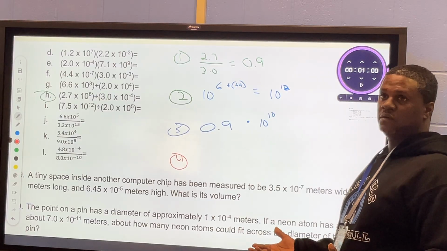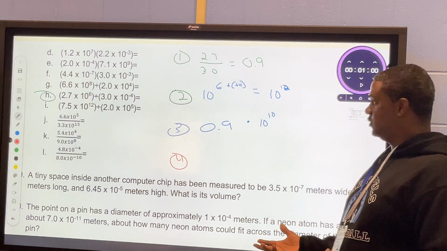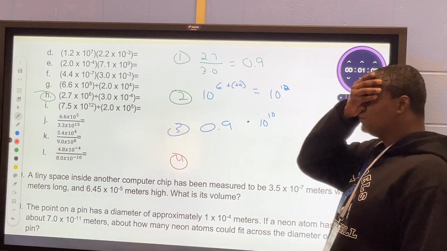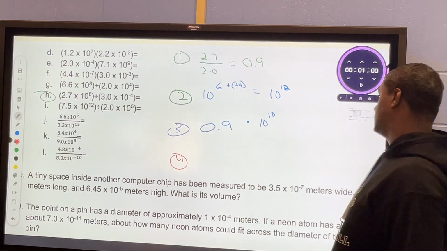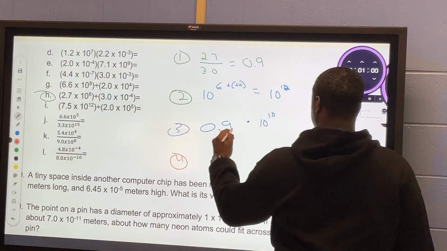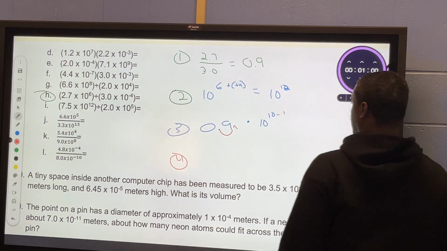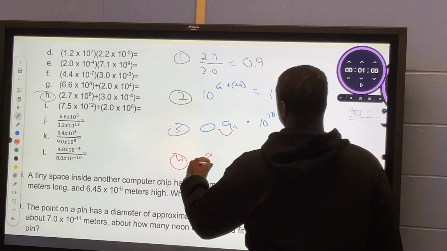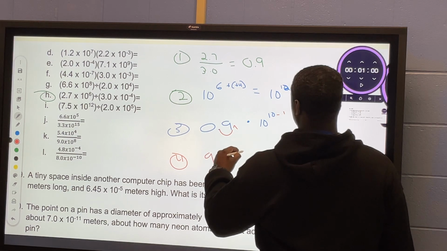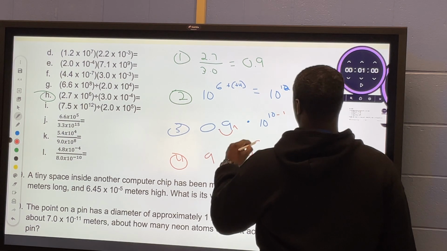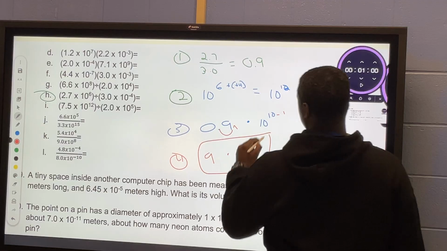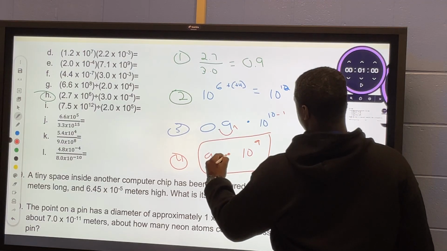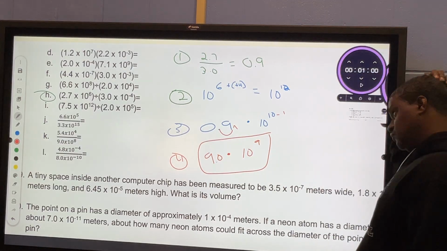No, it's not greater than 1. It's less than 1. So we have to move it to the right and make the exponent smaller. Alright, what is that? 9 times 10 to the 9th power. You can put 9.0, or you can just leave it at 9. It really doesn't matter.